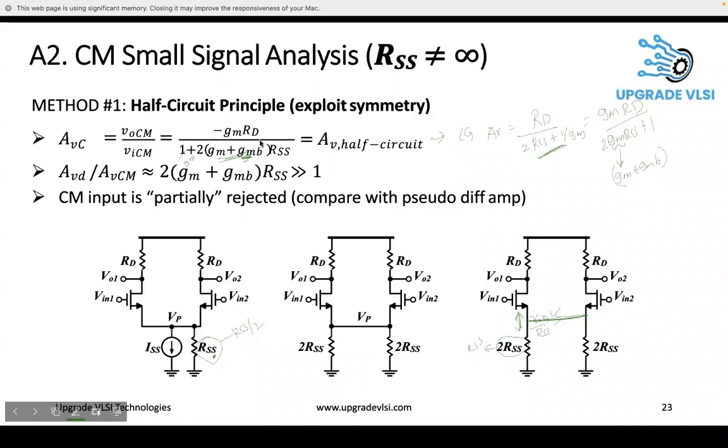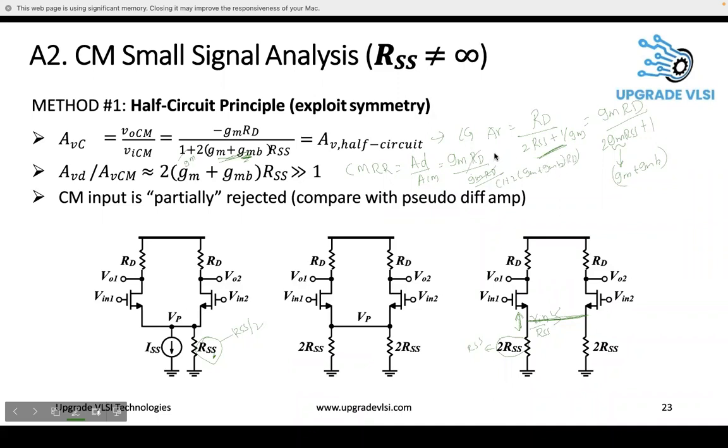So this is what it is. If you take the ratio, the common mode rejection ratio, this is AD divided by A common mode. You can substitute here. AD is nothing but GM RD, that is the differential gain, divided by this quantity, that is GM RD divided by 1 plus 2 times GM plus GMB into RD. So this will cancel out.